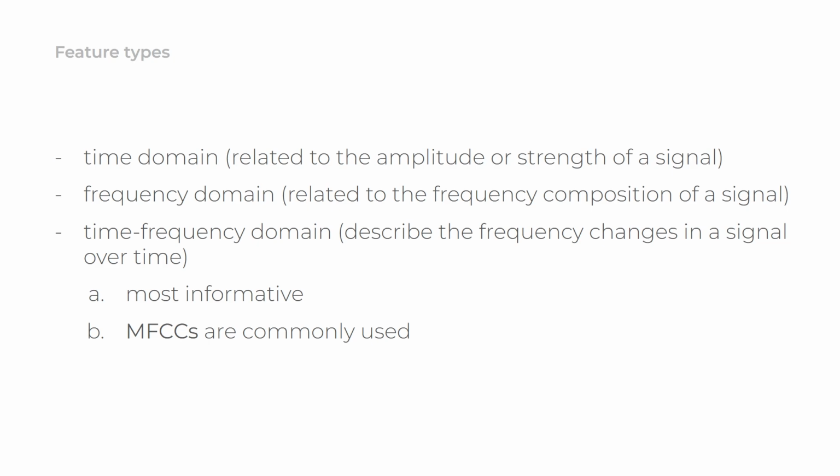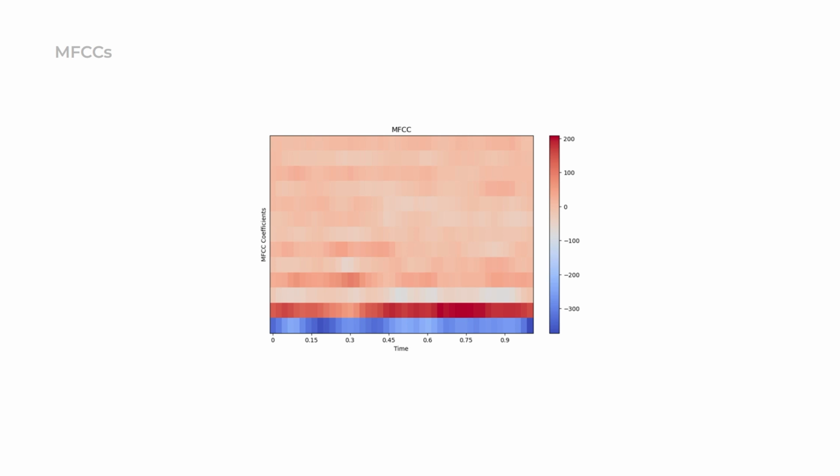Frequency domain features describe the distribution of energy among different frequencies in the signal. And time frequency domain features are the most informative because they show how frequencies change over time. MFCCs are time frequency domain features, and they are widely used because of their effectiveness in representing sound features relevant to human speech perception. The current slide shows a representation of MFCCs.